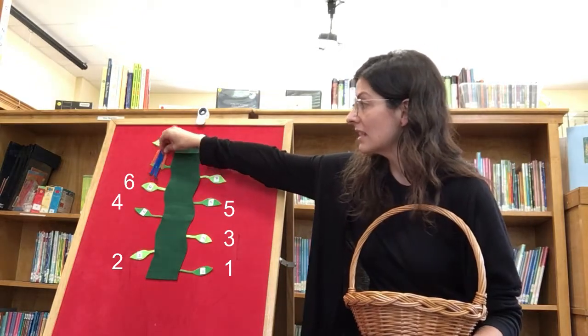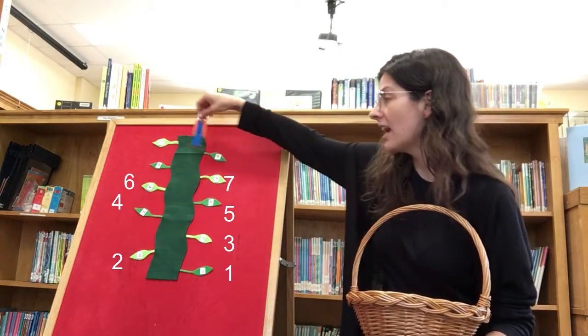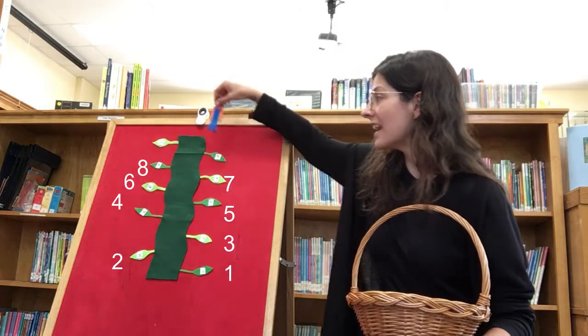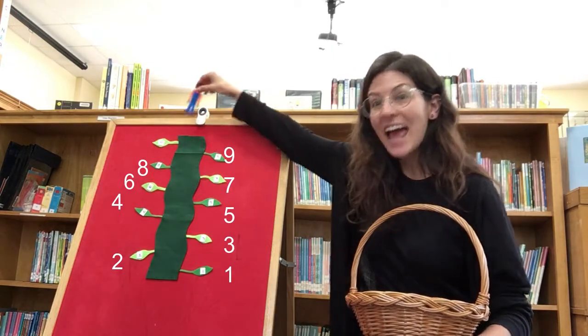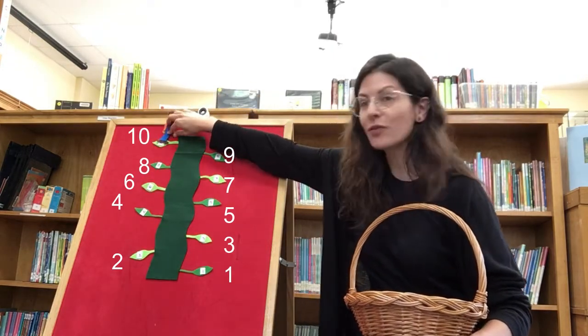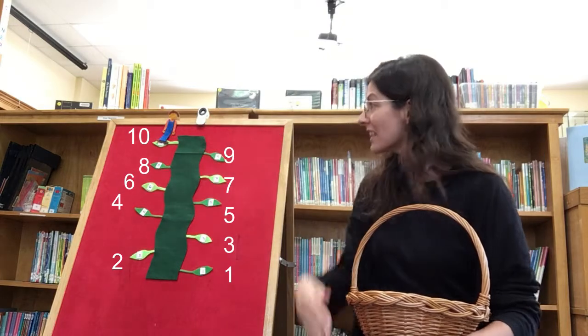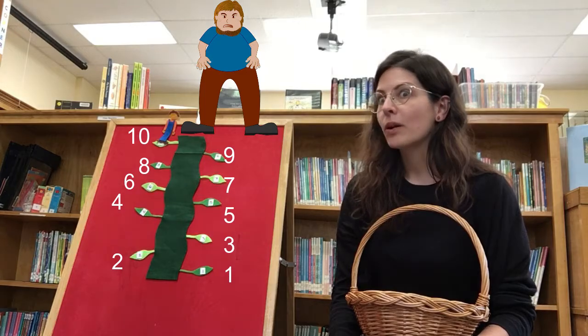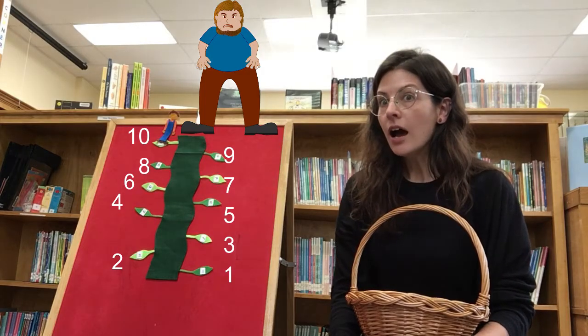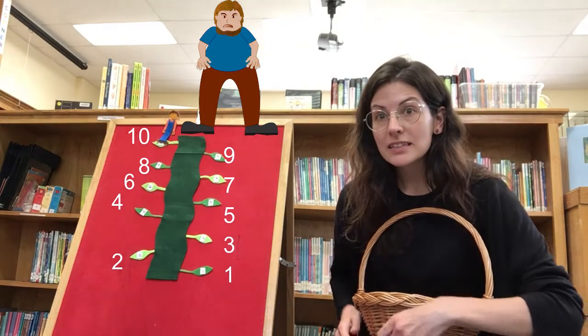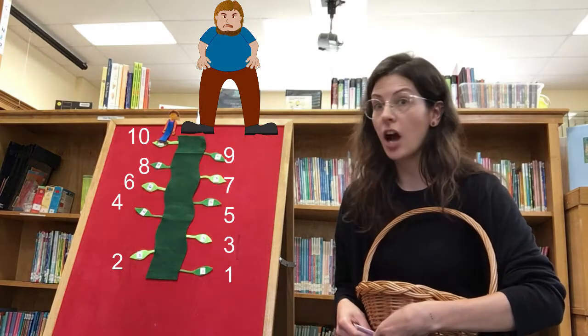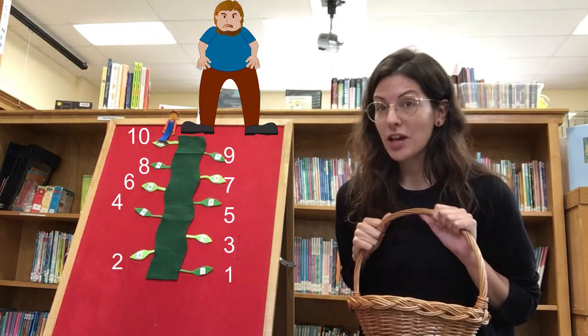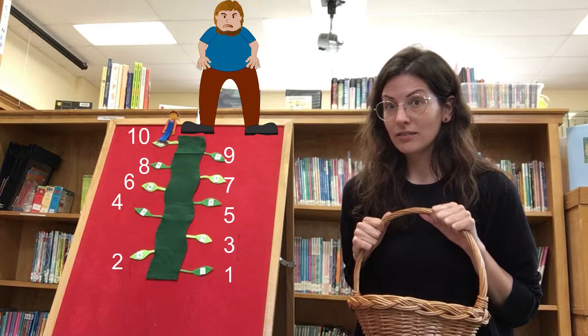6, 7, 8, 9, 10. 6 plus 4 is 10. Jack is at the top. But what does he see at the top? It's a giant. And he does not look friendly. We have to get Jack back down that beanstalk.